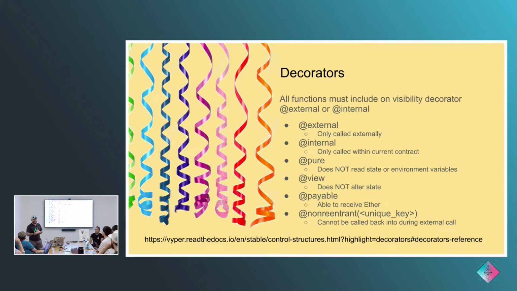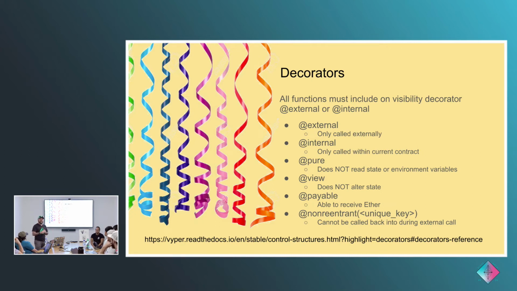Decorators, yay! All functions must have a visibility decorator, so they're either external or internal. Obviously, external can only be called externally. Internal can be called within the current contract. Pure doesn't read a state or environment variable. View does not alter state, and payable is what allows a function to receive ether, right?